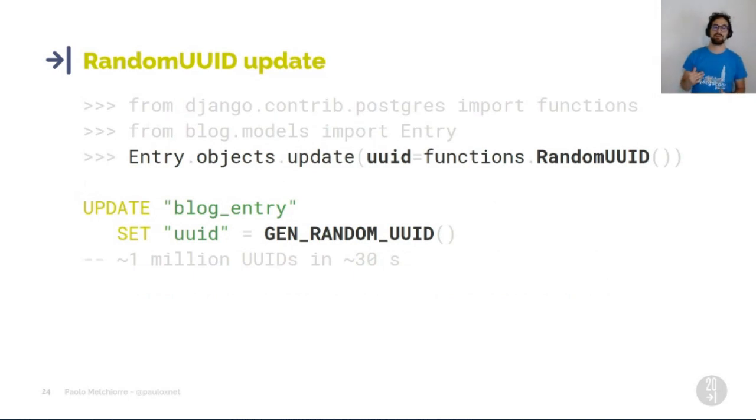Using the random UUID function, you can update all UUID values in a model way faster than cycling over all the entries and generating a new value with the Python function. I recently used this technique to set UUIDs in a few seconds in a nearly 1 million row table.